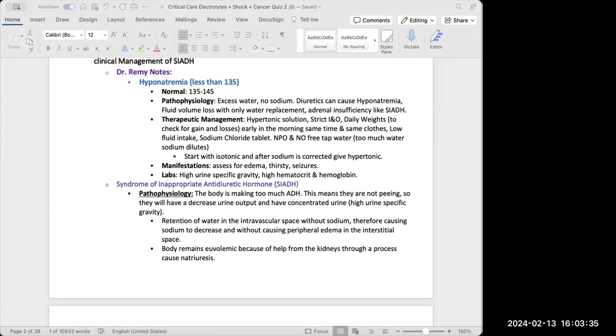I see a hand raised. Yeah, that's me. I just had a quick question about what you were just saying. If they're retaining water with the SIADH, wouldn't the urine be more diluted since it's an accumulation of water and not salt?